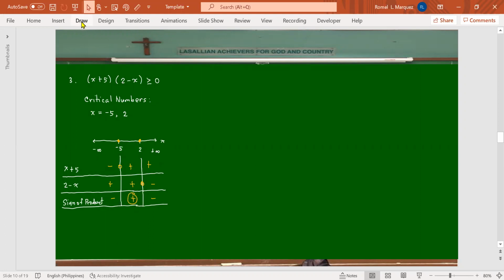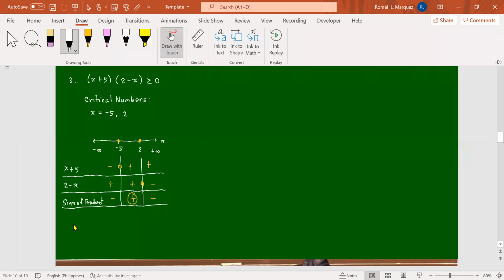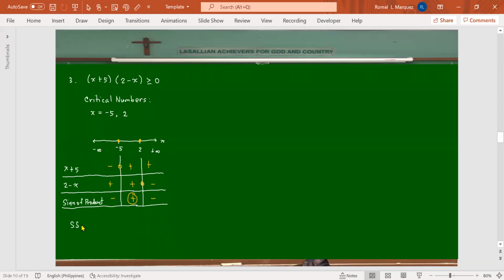Okay? What is the solution set, children, in interval notation and in set notation? In set notation, from negative 5, including negative 5, up to positive 2, including positive 2, or closed interval negative 5 to positive 2. Okay? See the difference if equality is part?